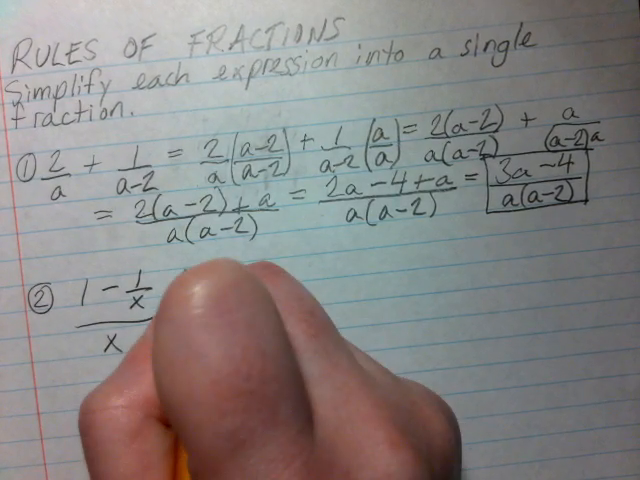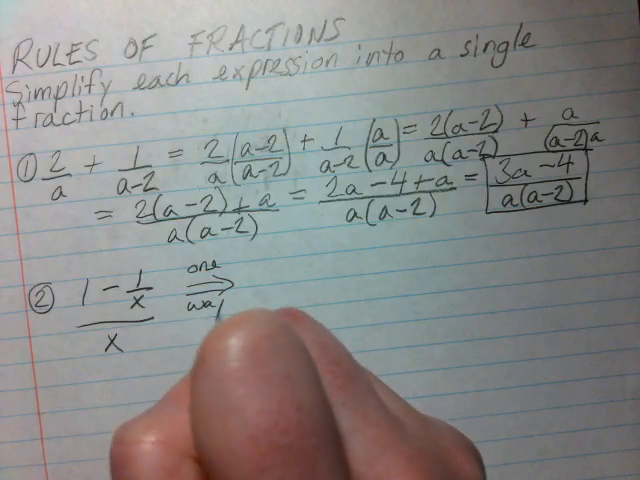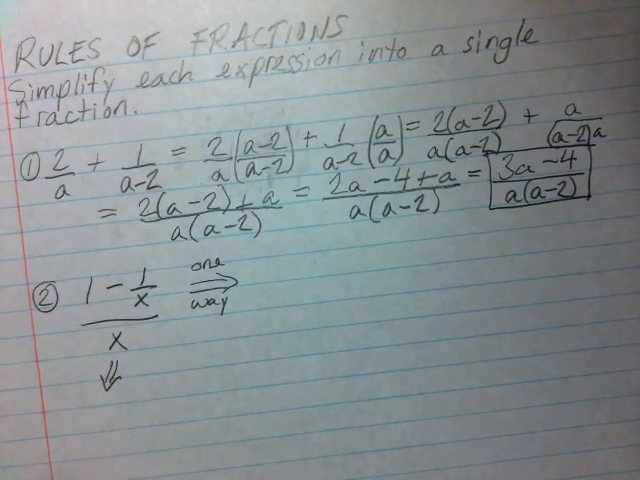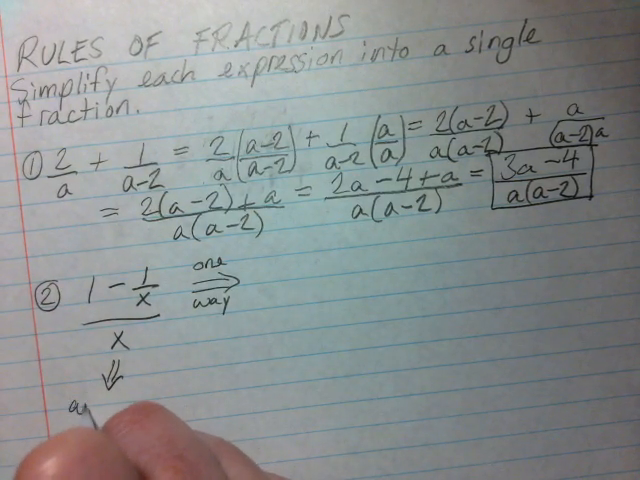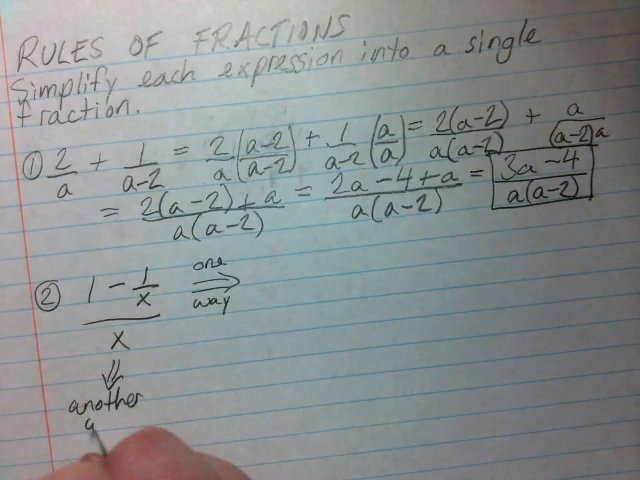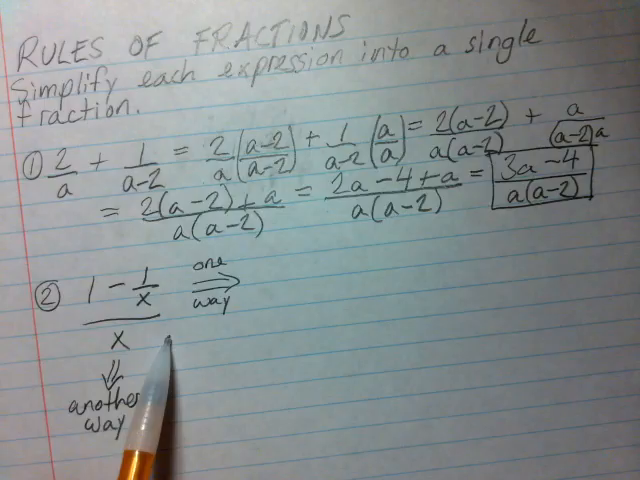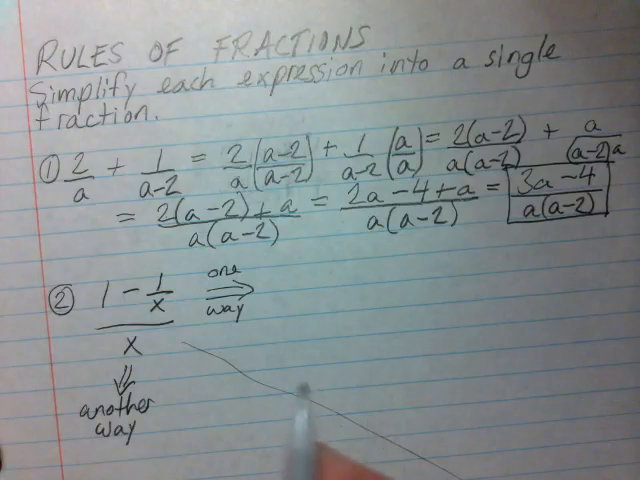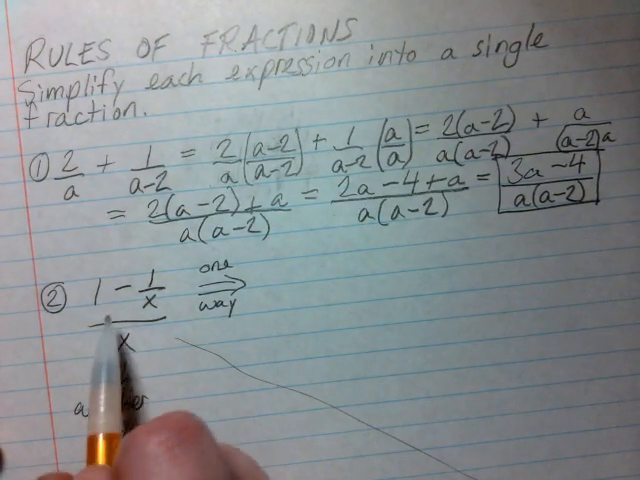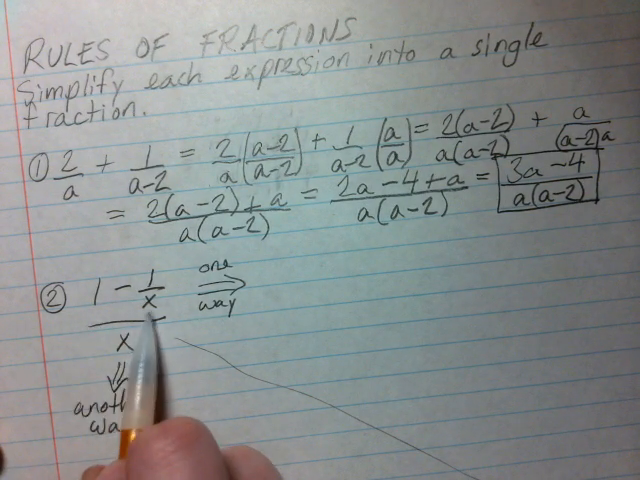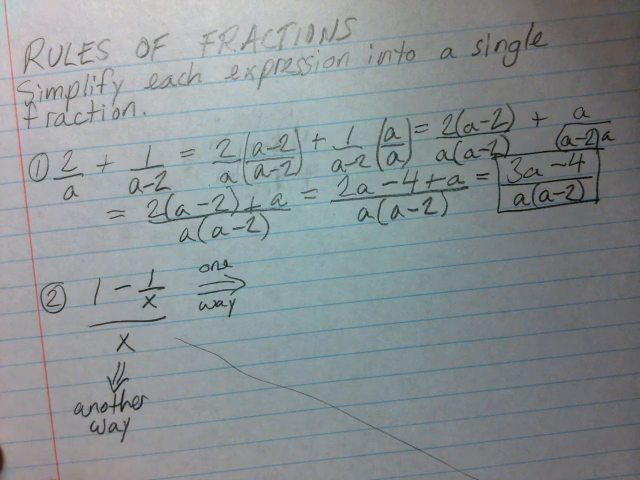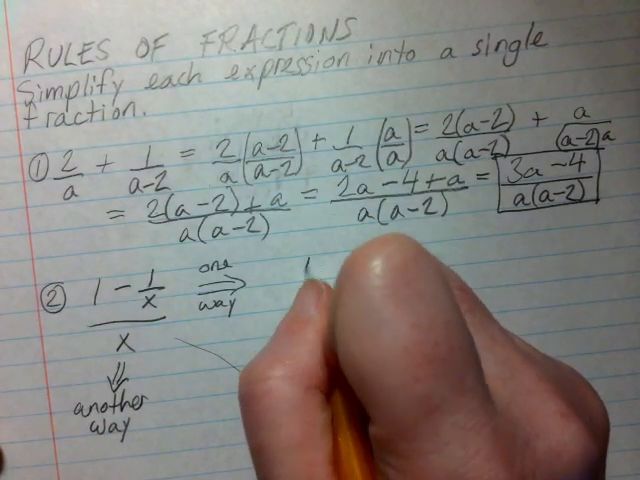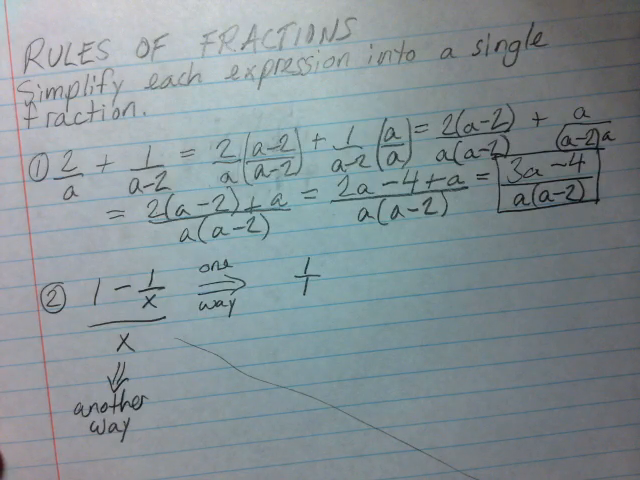Maybe let's do it both ways. So one way, and then I'll do another way over here later. So draw another arrow, another way. And I'm not going to let these two meet each other, so I'll keep them separate. One way would be to simplify the top first and turn 1 minus 1 over x into a single fraction. To do that, I would start by writing the first part, 1, as a fraction by writing it as 1 over 1.